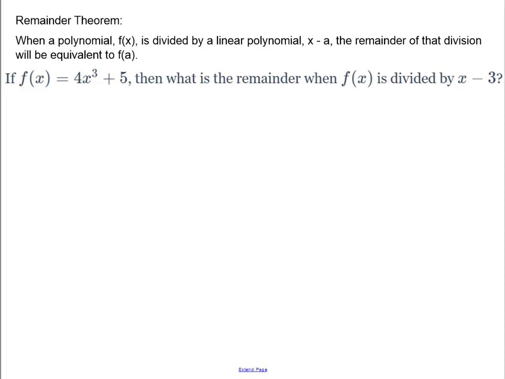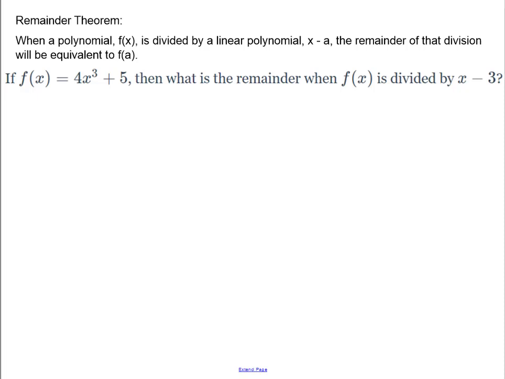The next topic we want to consider is the remainder theorem. The remainder theorem says that when we have some polynomial that we're going to call f of x, and we divide that by a linear polynomial, linear means that we only have an x term, so we don't have any x squared or x cubed terms. We have just an x term and some number, which we're going to call a here, so a linear polynomial, x minus a. Then the remainder of that division will be equivalent to f of a.